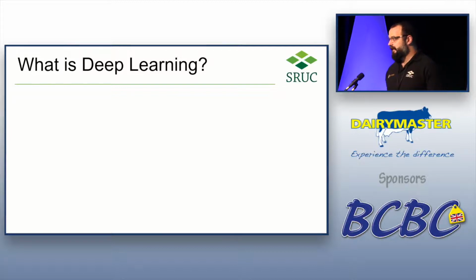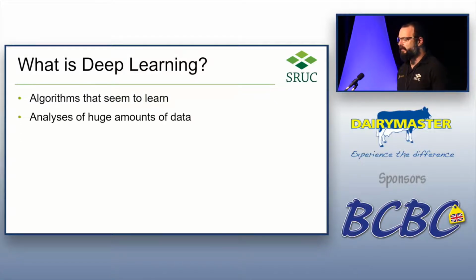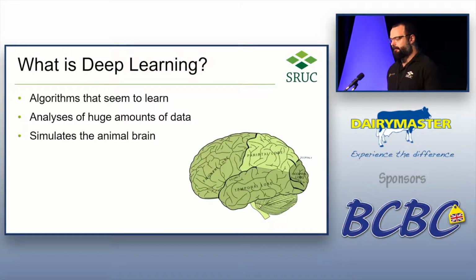So I guess where to start would be what is deep learning. Not a lot of people know what it is exactly. But in a very broad sense, it's algorithms or programs that seem to learn. They learn by themselves, and they do this by the analysis of huge amounts of data. So the idea is to simulate the animal brain.